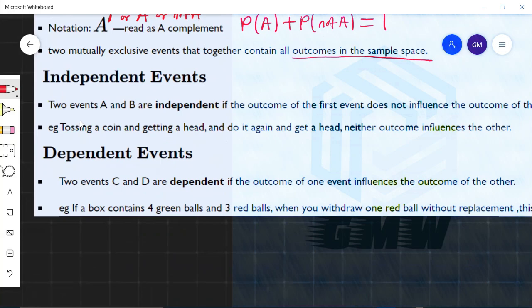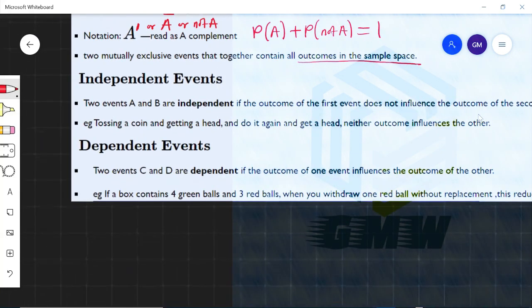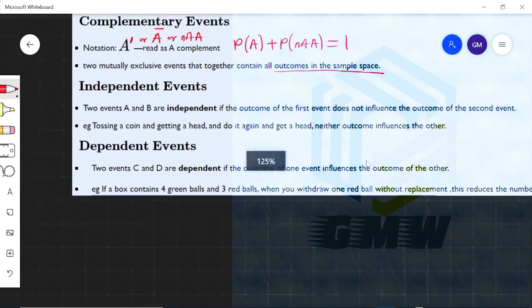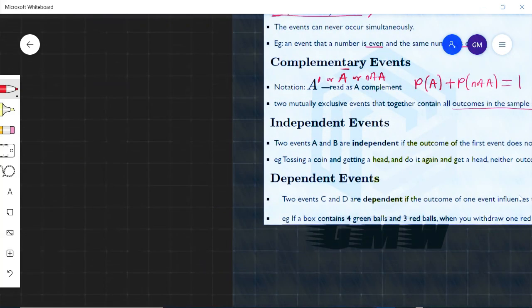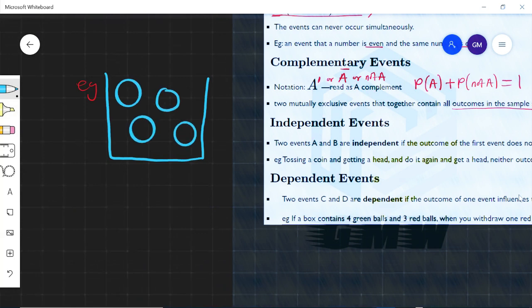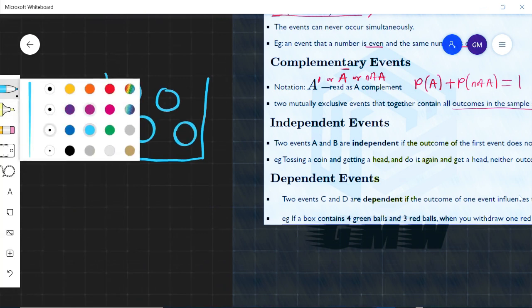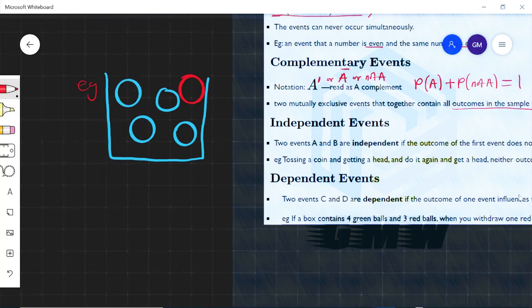So these two events A and B are independent if the outcome of the first event does not influence the outcome of the second event, right? An example, e.g. for independent events, I want to create a picture of what we are talking about. Remember, pictures make it easy to understand these things, right? I have a container, 1, 2, 3, 4, right? That's blue. Then let me put red. I hope it's red indeed. 1, 2, 3, right?